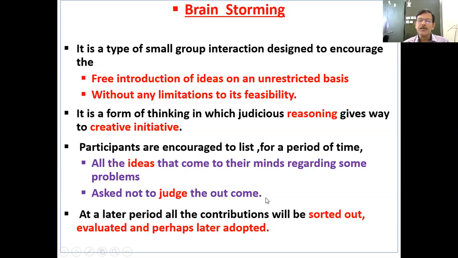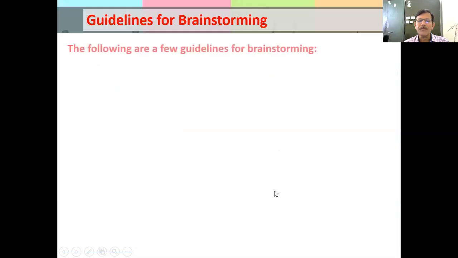With this, we go on to some details about brainstorming, for example, guidelines for brainstorming and how to do this exercise. Many times, even in academic institutions, universities and at government level, they organize brainstorming sessions to get ideas for improvement of administration, or in universities, for researchable issues. So you can see some guidelines here. The following are a few guidelines for brainstorming.